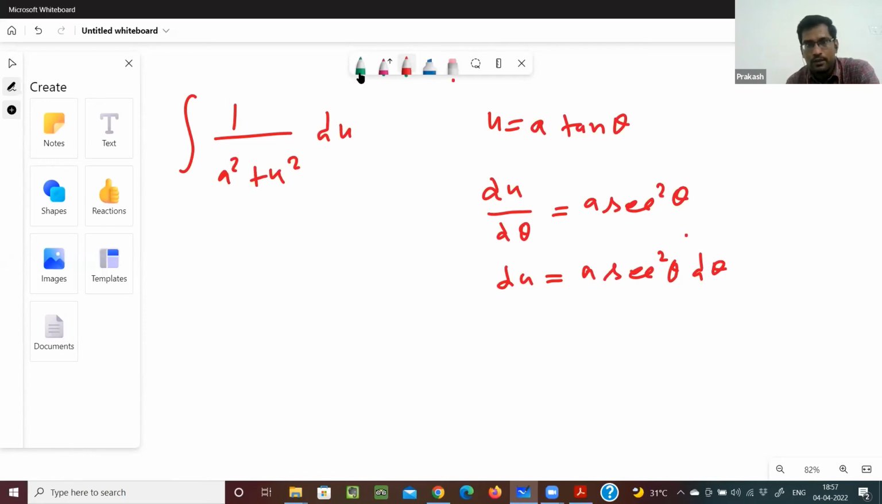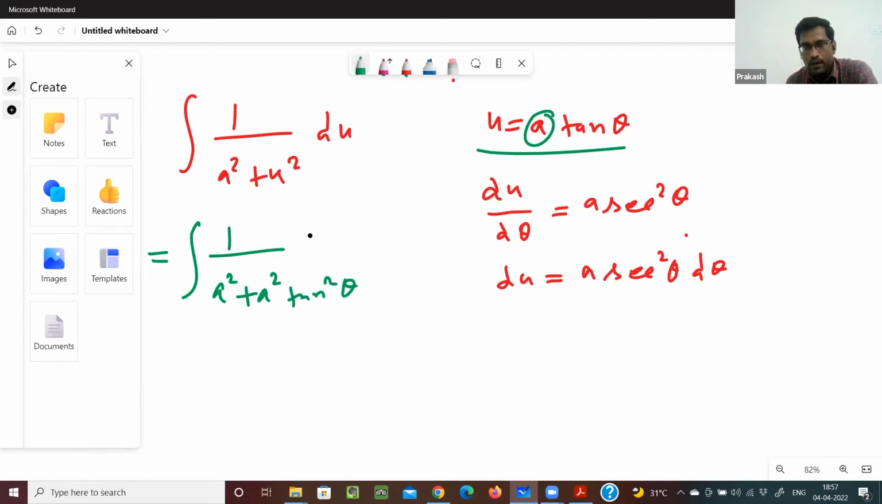Then in the given integral we can substitute 1 by a square plus a square into tan square theta. Why are we considering a here? Because we need to take this a square out. This term involves a square, and if the other term also involves a square, then easily we can eliminate it. For that reason I'm taking a square into tan square theta. And this is nothing but a into secant square theta, which we already evaluated.